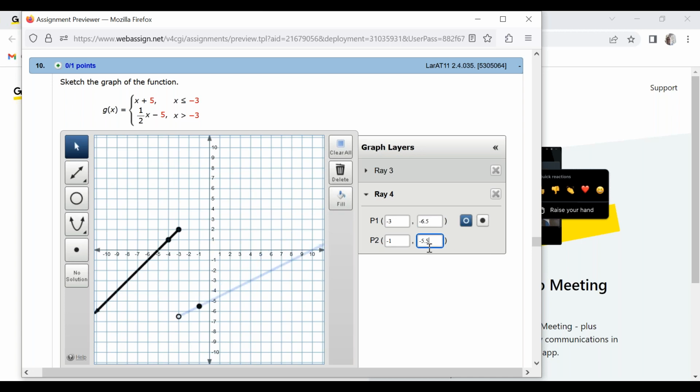That's -5.5, and to the right 2. That does put me at -1. So now those two are correct. I have all the pieces that I need. I hope that helps.